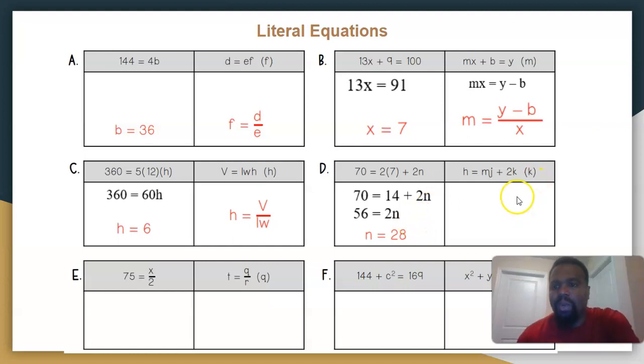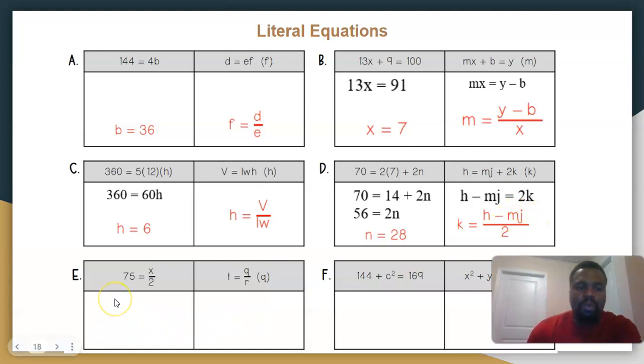For the right side here, we want to get k by itself. So we're rearranging this formula, or this equation. We subtract mj from both sides, so we get h minus mj equals 2k. To get k by itself, we divide both sides by 2. And so k equals h minus mj over 2.